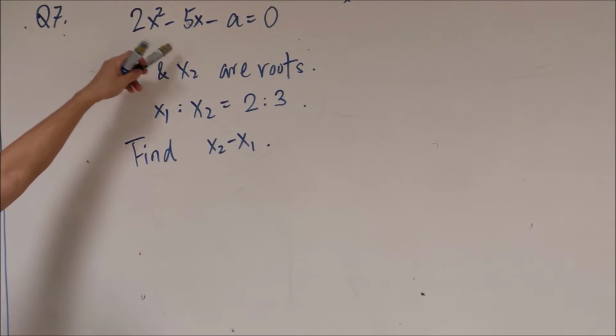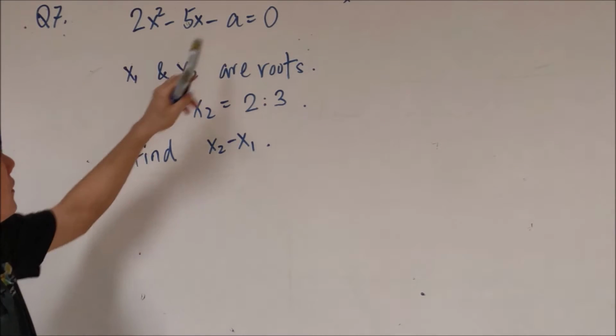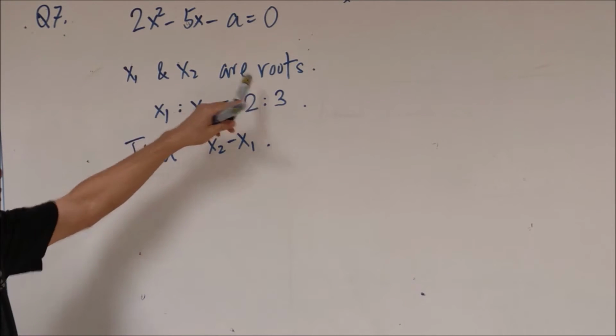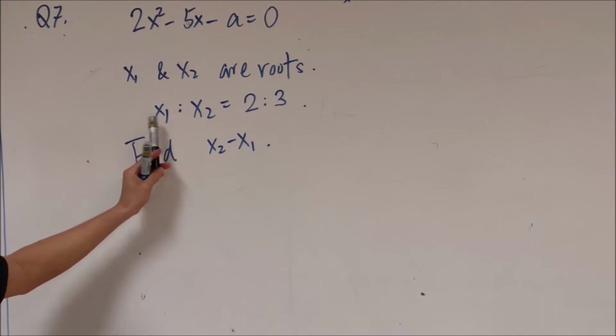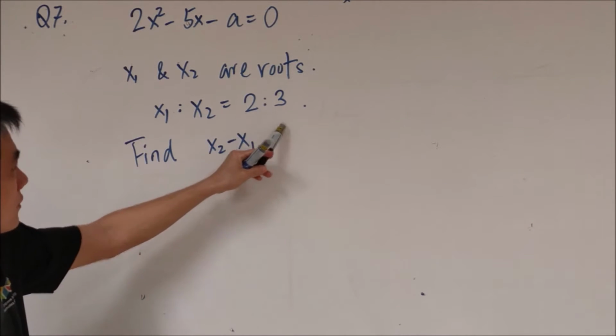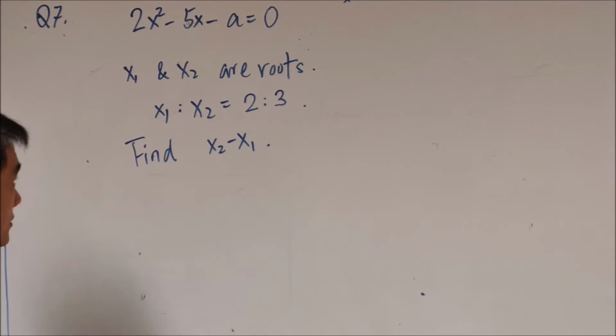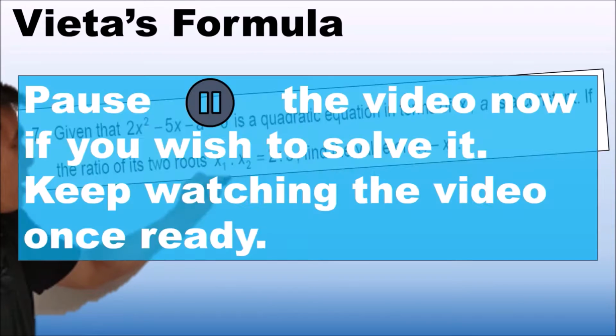2x squared minus 5x minus a equals 0. x1, x2 are the roots. If the ratio of the roots is 2 to 3, what is the difference? Pause the video now if you wish to solve it. Keep watching the video once ready.